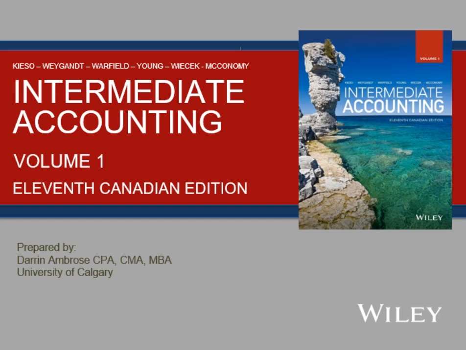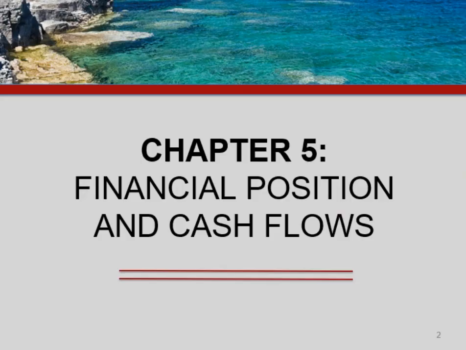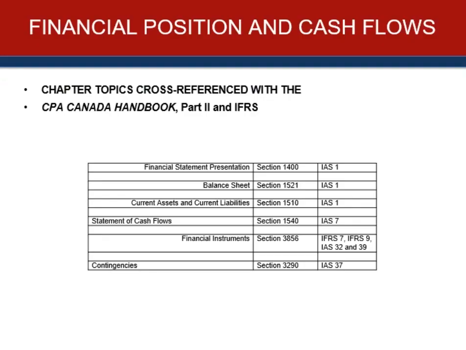Welcome back to Business 353, Intermediate Accounting, Part 1. This week we're talking about Chapter 5 in Kieso's book on financial position and cash flows. The relevant documentation in the CPA Canada Handbook and the IFRS standards are listed below here.